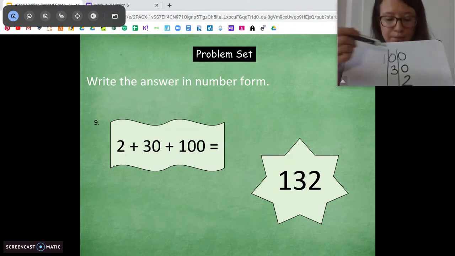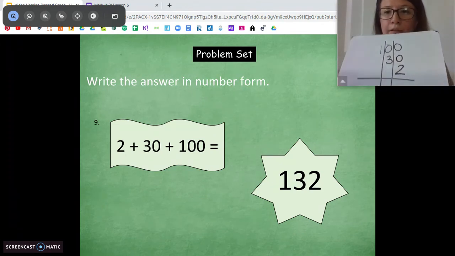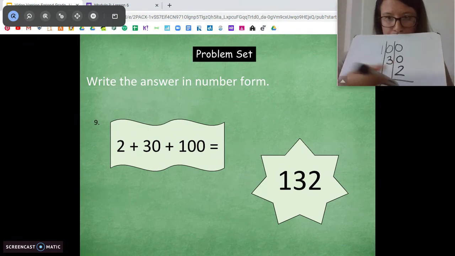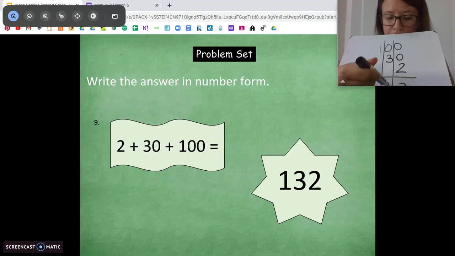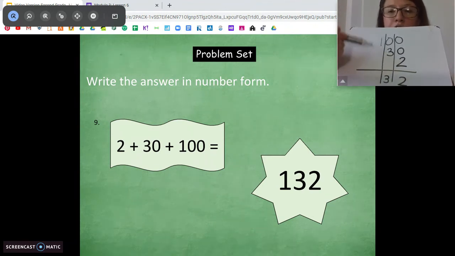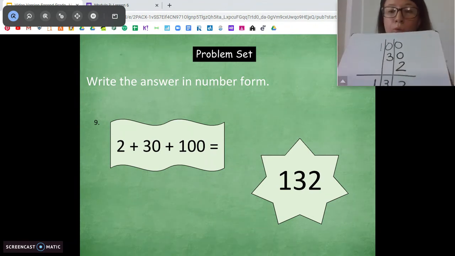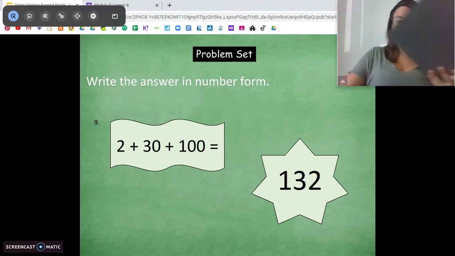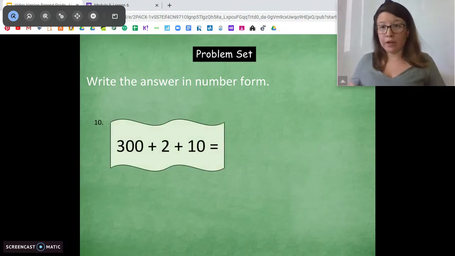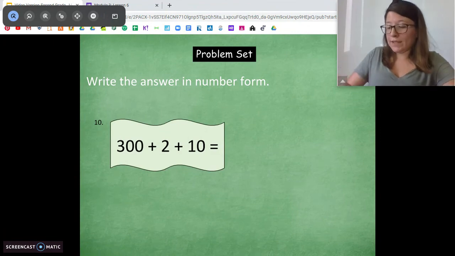When we add these numbers together, how many ones do we have? 2. How many tens do we have? 3. And how many hundreds do we have? 1. Don't get tricked up by the zeros. The number is going to be 132. Okay? Try this one on your own, then we'll go over it. What's this number going to be?